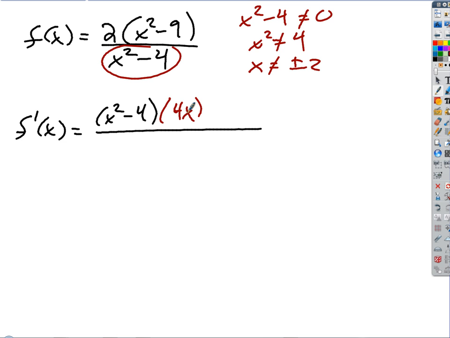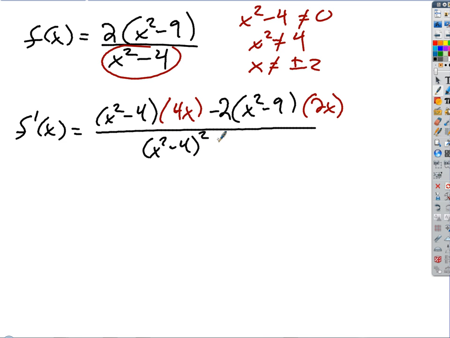So there's the derivative of the top, good. And we know it's minus top times the derivative of the bottom, 2x, all over x squared minus 4, quantity squared, very good. Now what? We just got to combine like terms and simplify that. So what do we get if we do this?